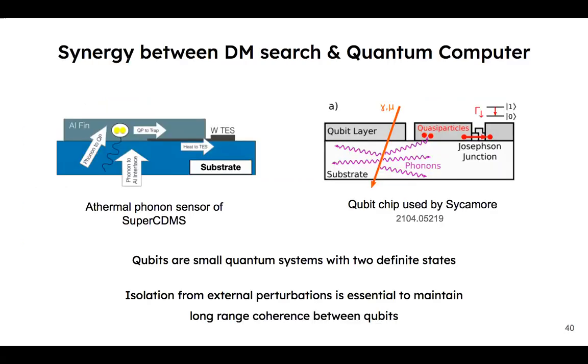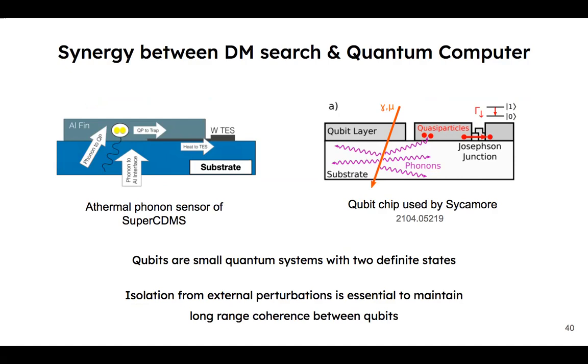Now the idea, why is this similarity? If you look at the left, this is the SuperCDMS detector cartoon, and to the right is the qubit chip from one of Google's papers. You can see the similarity. It's basically a semiconductor substrate and some superconducting material on top of that substrate.